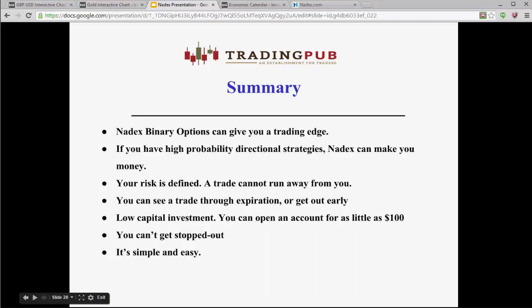So, in summary, binary options can give you a trading edge. A lot of people don't like them because the upside is capped. But for me, I'm happy with it. It's an easy trade for me to make if I have the right strategies in play. I know that I can't have a trade run away from me and then have to explain that to my wife. And if I have the right odds in my favor and I find the right strike price, I can do really well a lot.